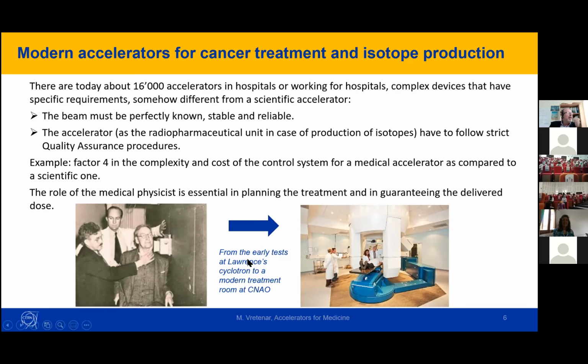And you see how far one can go between the first treatment, this is Lawrence's brother, John, at the first cyclotron, the first treatment of a patient that they did in the 30s on a scientific cyclotron, and nowadays a modern treatment room. So this is something which is very important. Those are two different worlds.